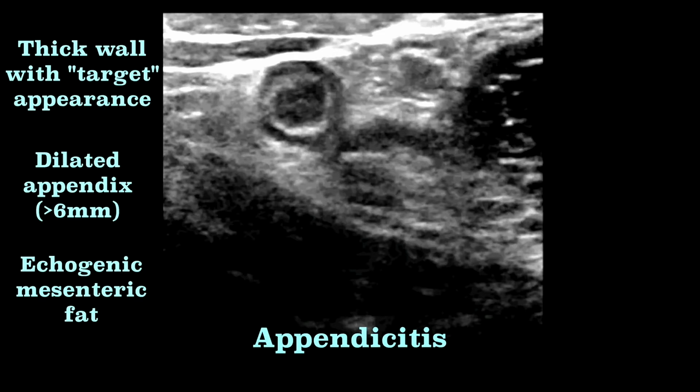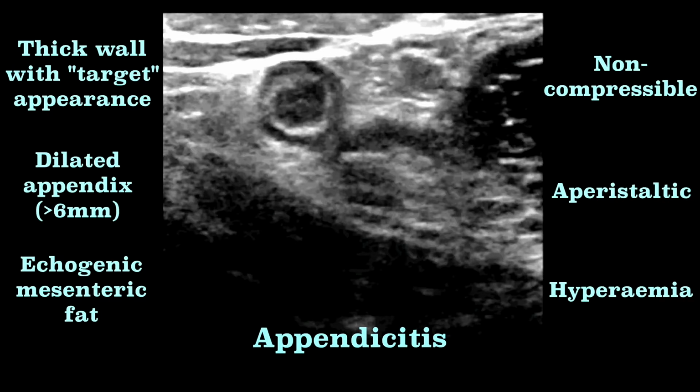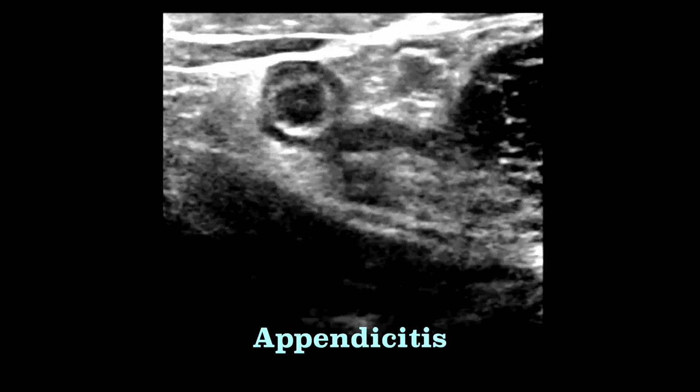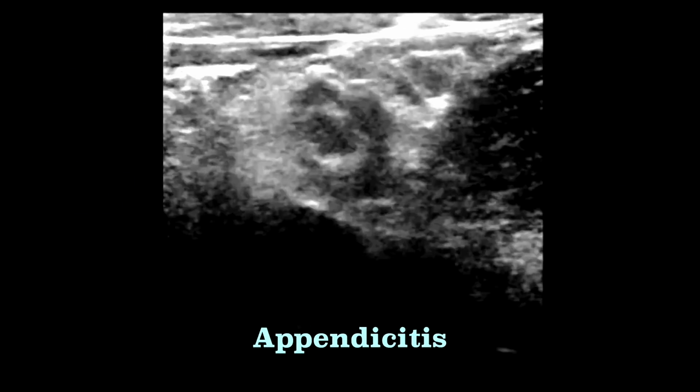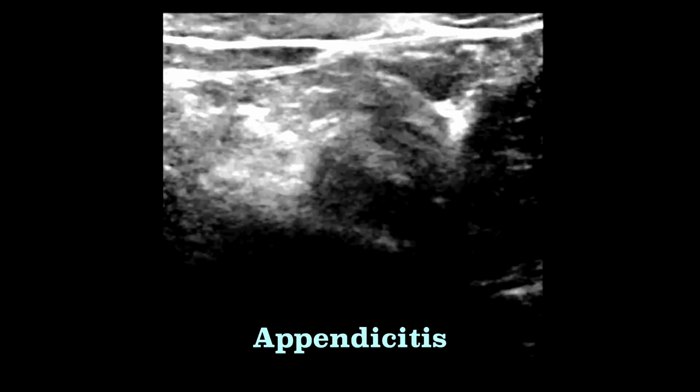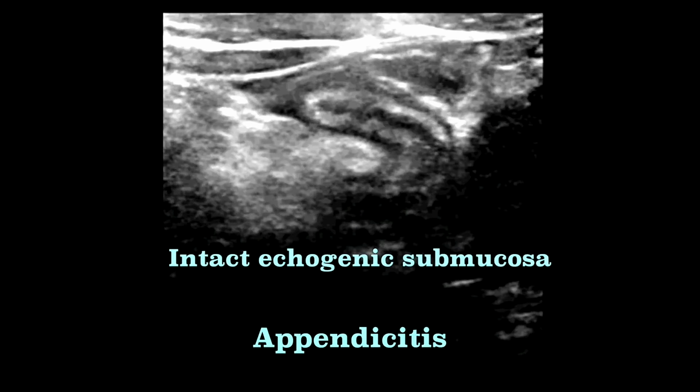But there are even more things to note with ultrasound. As ultrasound is a dynamic test, you can also look for compressibility and for peristalsis. The absence of both of these features further suggests appendicitis. Color Doppler assessment allows you to look for hyperemia, which is another useful supportive feature. In this example, we can see that the submucosa, although echogenic, is intact.